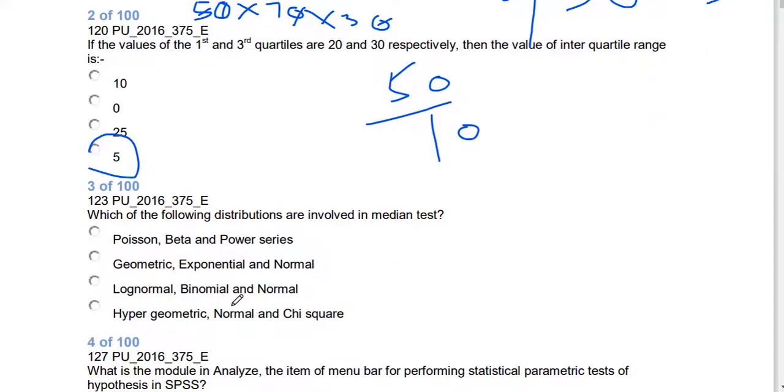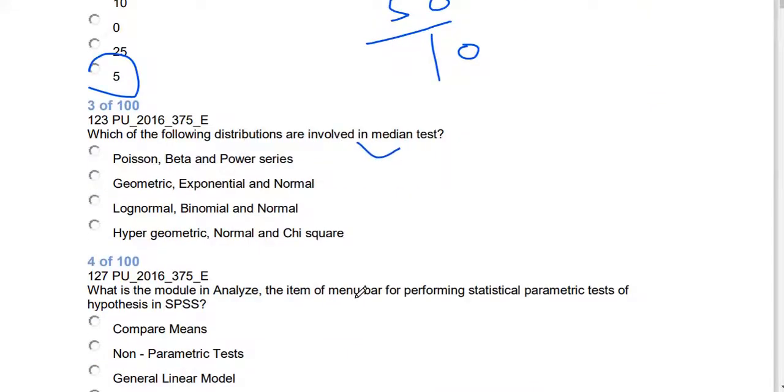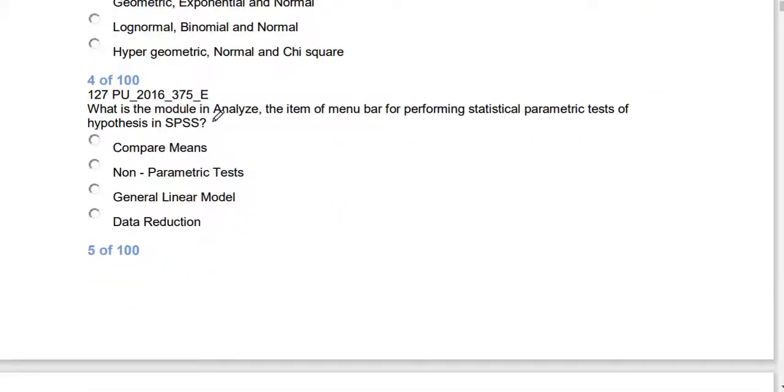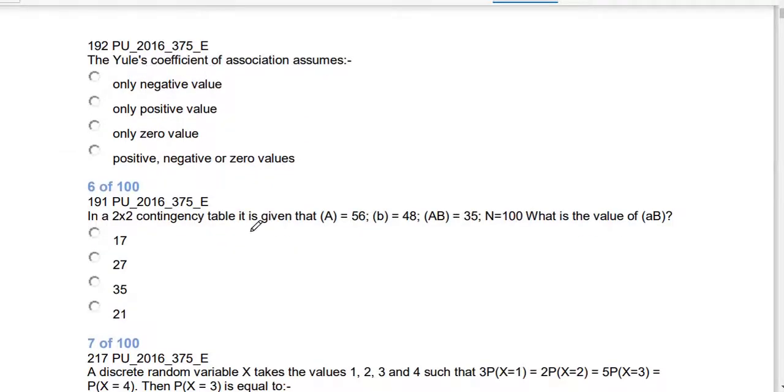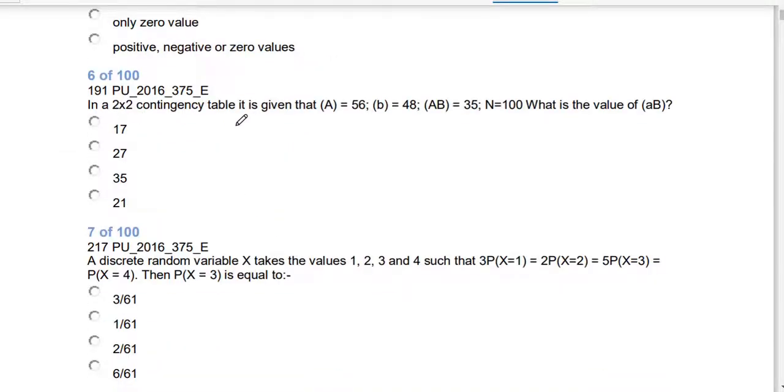Which of the following distributions is involved in this? It is a theory question, you can refer to it. What is the Modulian analysis? The item of the menu bar for performing a statistical parametric test in SPSS, statistical parametric test in hypothesis, you can refer to; those are also theory questions. Use coefficient of, this is also a question. The 2 by 2 contingency table is given as a equal to 56, b equal to 48, ab equal to 35, and n equal to 100. You can just take this easily.